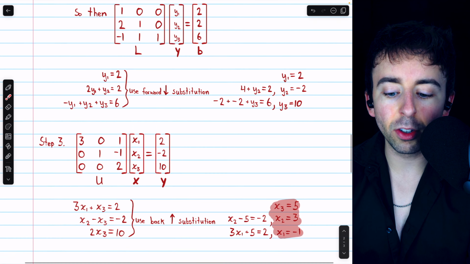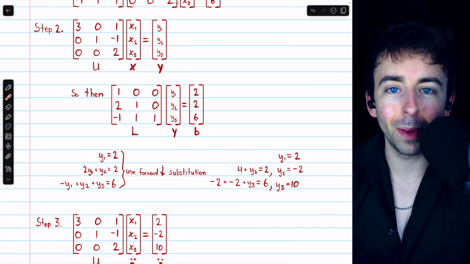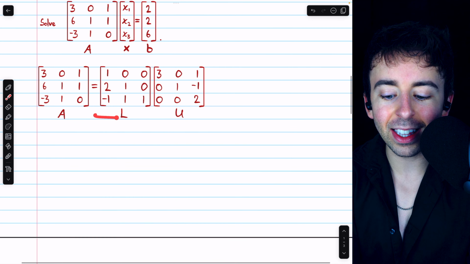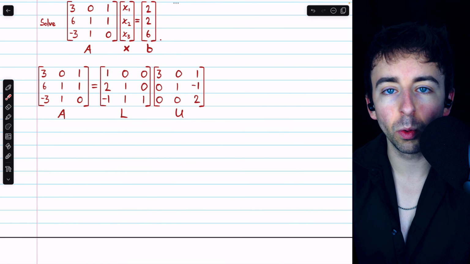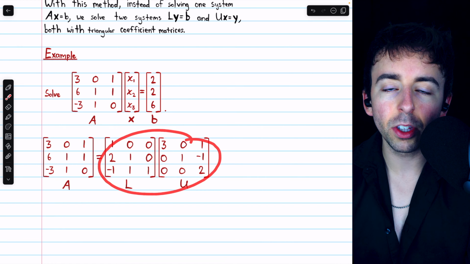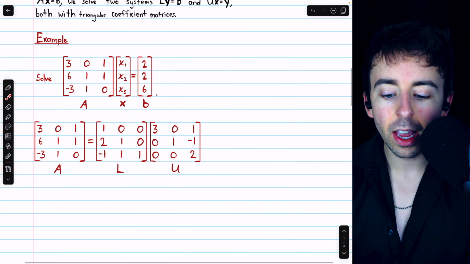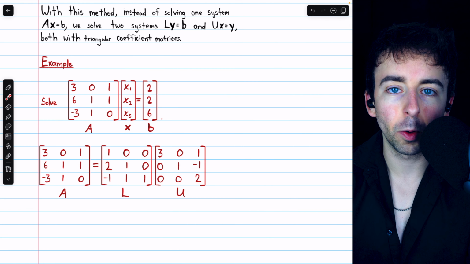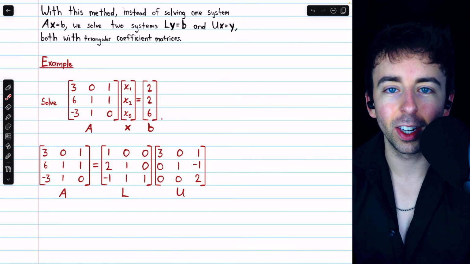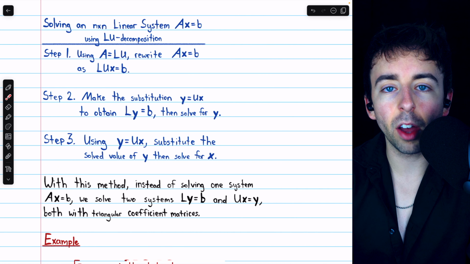Now, this might seem easier than Gaussian elimination because we got to deal with these triangular coefficient matrices. But remember, most of the work was actually done in finding the LU decomposition, which we didn't walk through in this video. The advantage of this method is once you have the LU decomposition, you can use it to easily solve these systems no matter what the constant vector is. So if we had a different constant vector, we could again use this decomposition and solve the system very easily. So that's the LU decomposition method for solving linear systems.